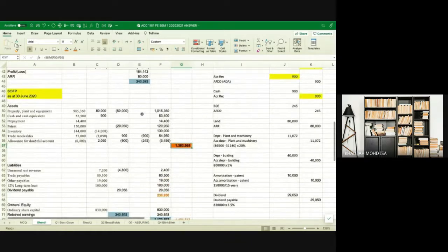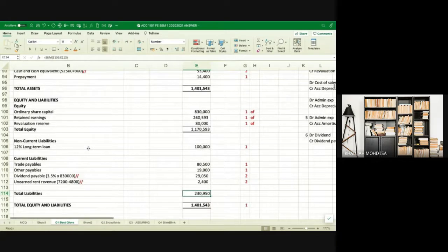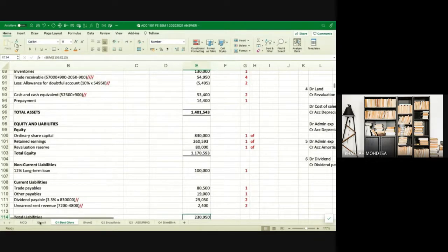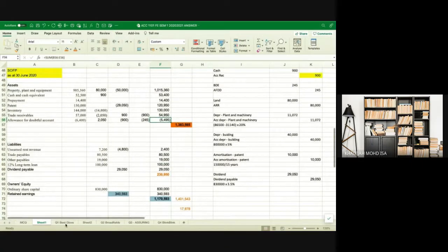So you don't have to spend so much time on this. Cash, prepayment, trade receivable, allowance. I'm not sure where I may have forgotten something, right? What is missing under asset? It should be 1,401,543. So my asset is not correct.